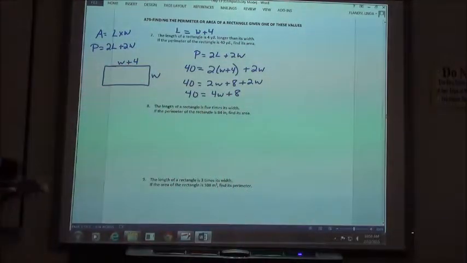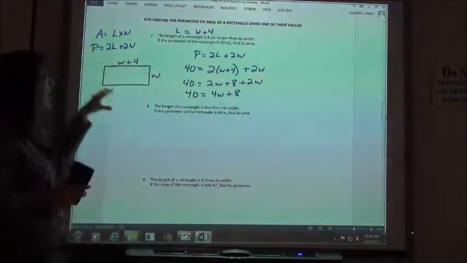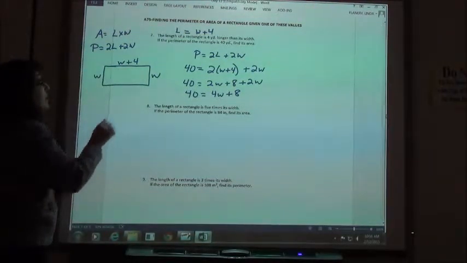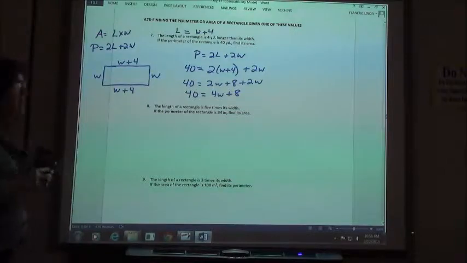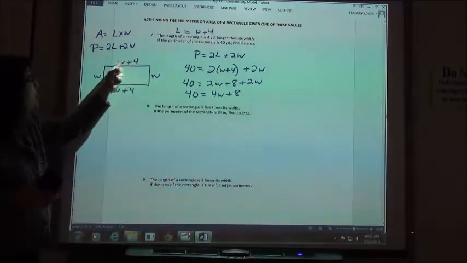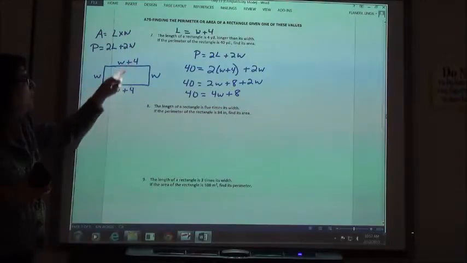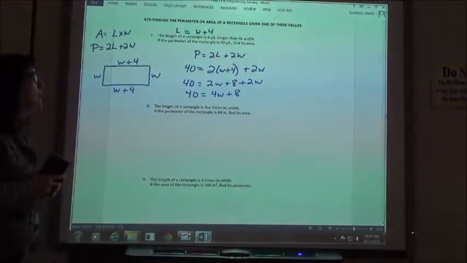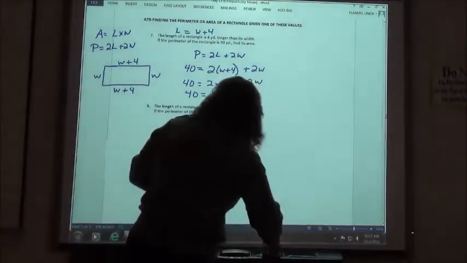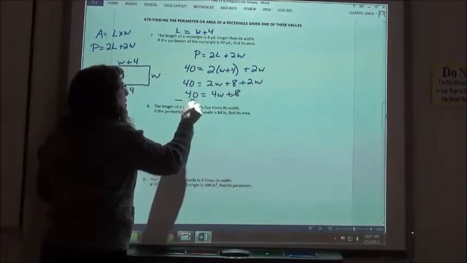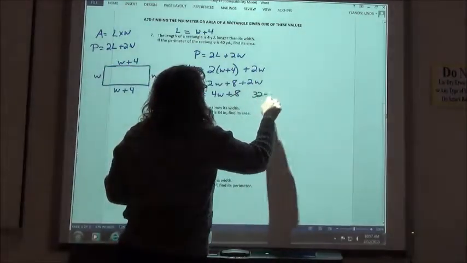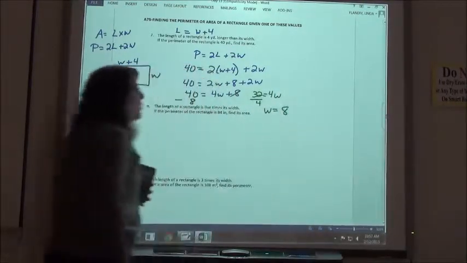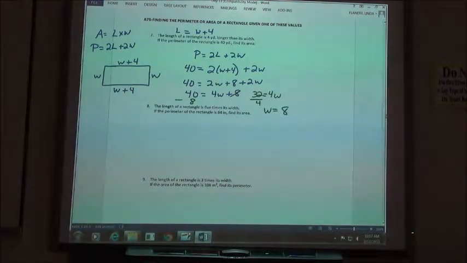Now before I go any farther, to see how that makes sense with what we have here, perimeter is adding up all the sides. This side would also be W, this side would be W plus 4. If I add all the sides, I have 1, 2, 3, 4 W's, and then 4 plus 4 is 8. 4W plus 8 is my perimeter. We know that it equals 40. Solving that, we're going to minus the 8. 40 minus 8 would be 32 equals 4W. And then, of course, we have to divide by 4. So W equals 8. I know the width of my rectangle is 8.